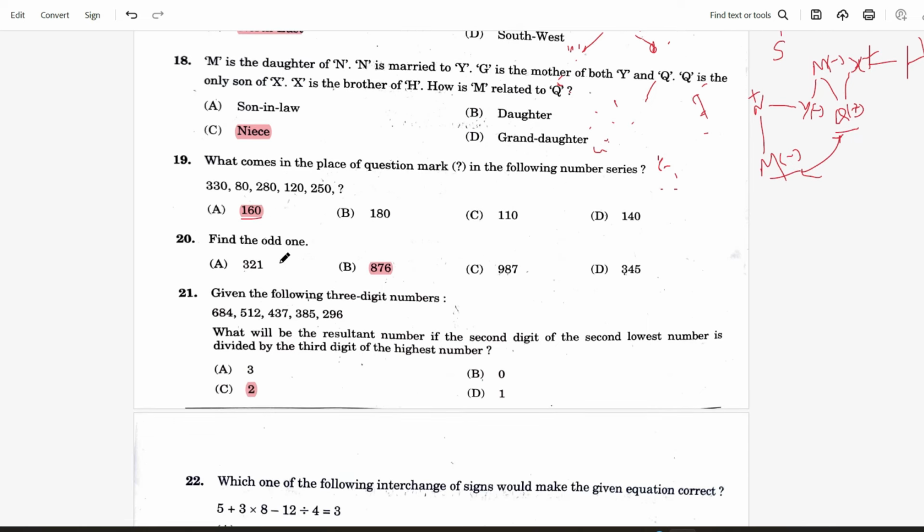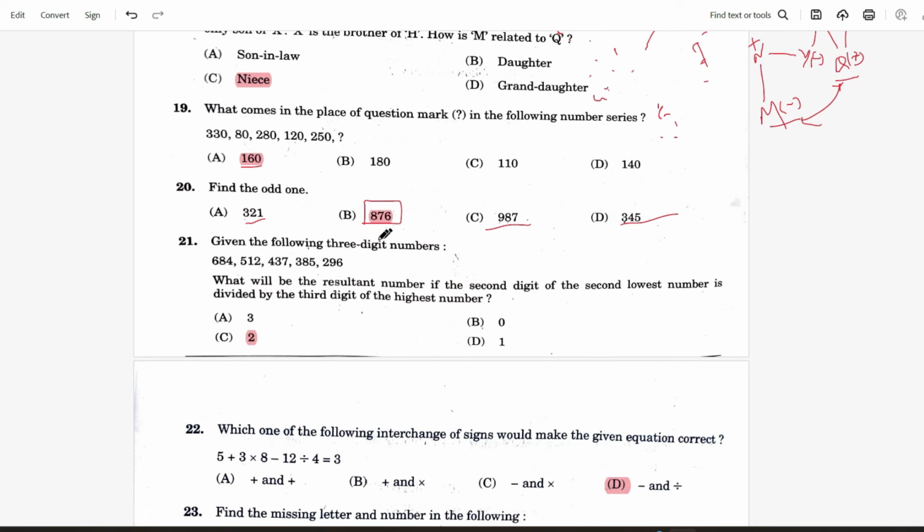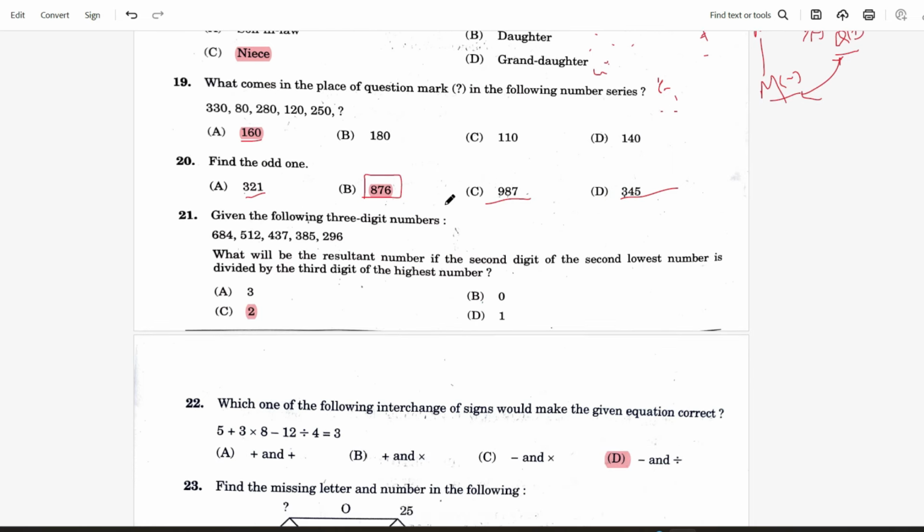Next, find the odd one out. So B is the right answer. This is the even number among these, so this is the odd one.